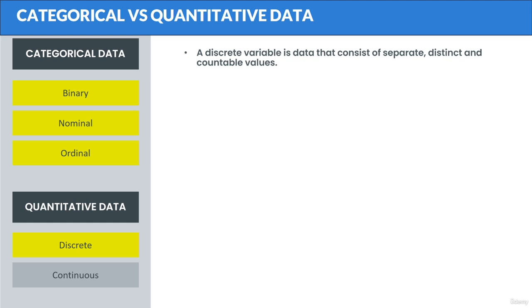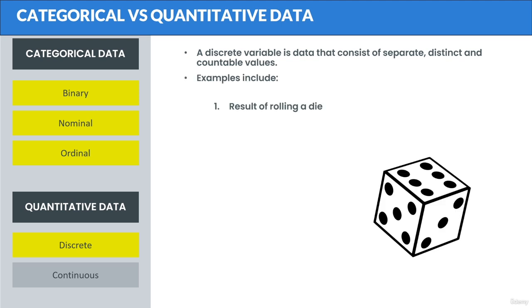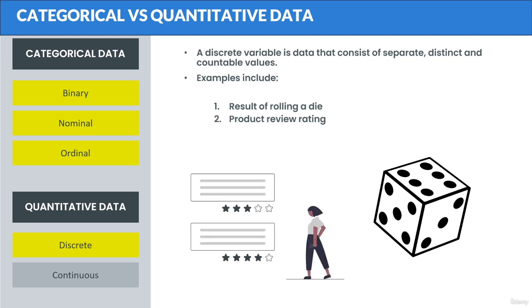Starting with discrete, these are variables that consist of separate, distinct, and countable values. Examples of these include the result of rolling a die, a product review rating, the amount of stock held in a warehouse, and number of employees at a firm.